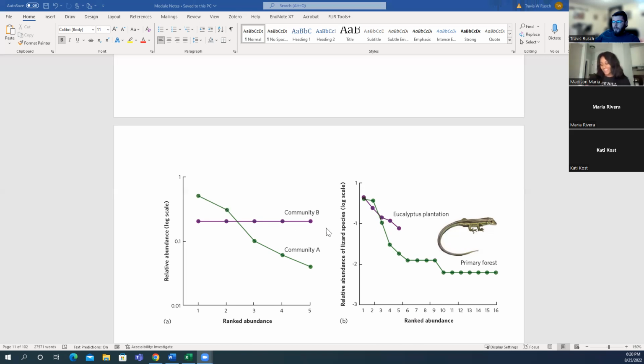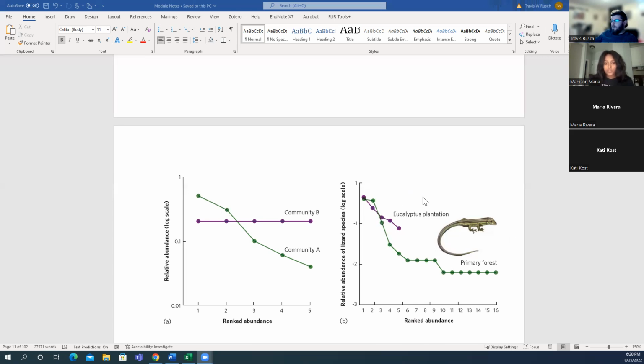What about if we look at B now? Is there a difference in richness in this community? Yes. What's the difference? That B has less than community A. Yeah, right. There's only 5 species compared to, I don't know what that is. There's 16 species, I think, right? Community B, so it has greater richness.